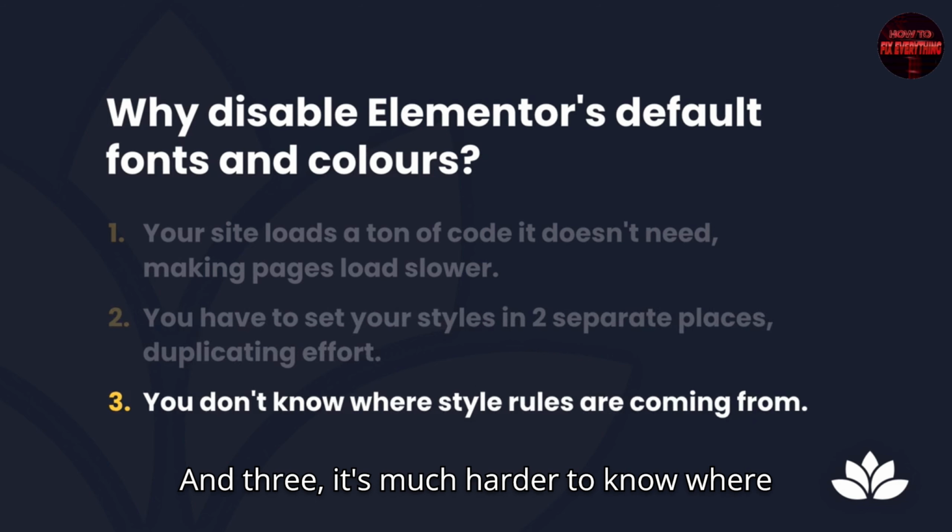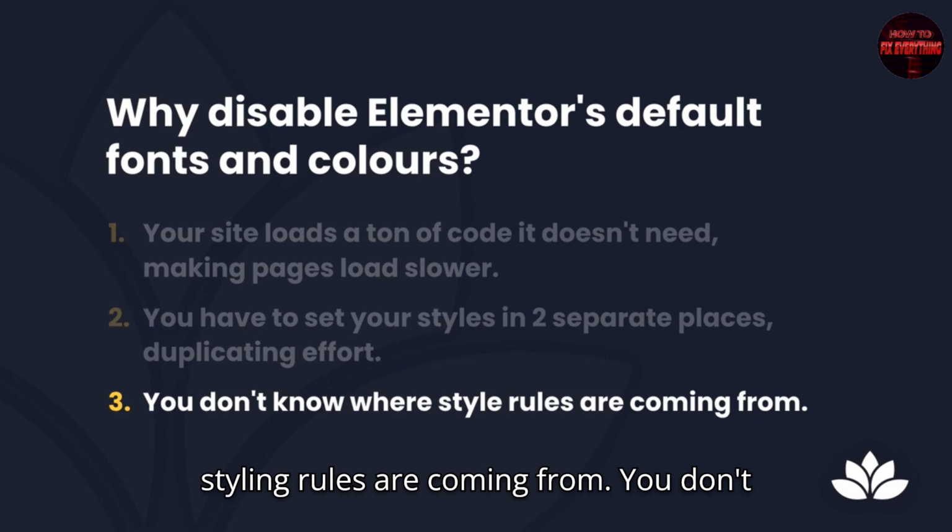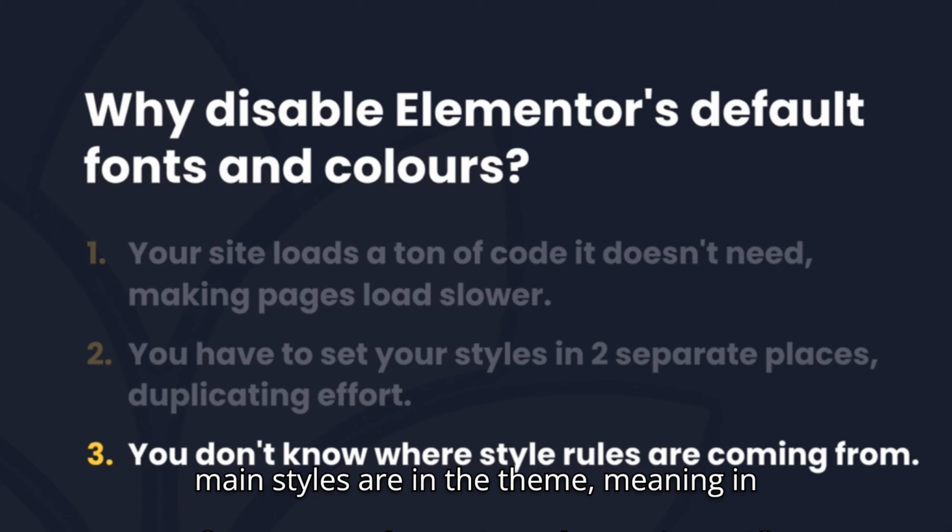And three, it's much harder to know where styling rules are coming from. You don't know if a particular font or color is coming from Elementor, or if it's coming from your theme's style settings. If your main styles are in the theme, meaning in the customizer, and you've disabled Elementor from loading its own global styles, you've only got one place to manage. Elementor will then simply just inherit your theme's global styles. They kind of trickle down all the way through Elementor as well.